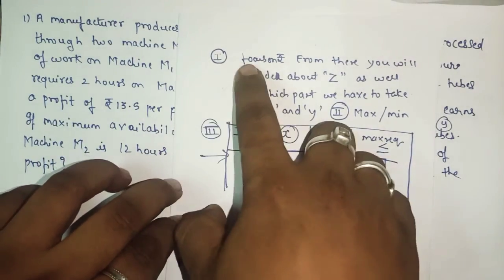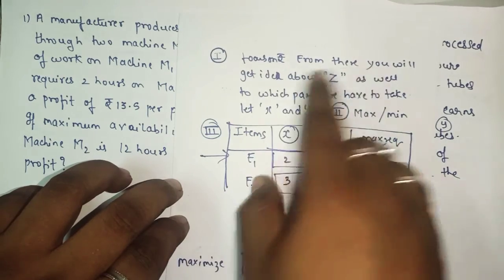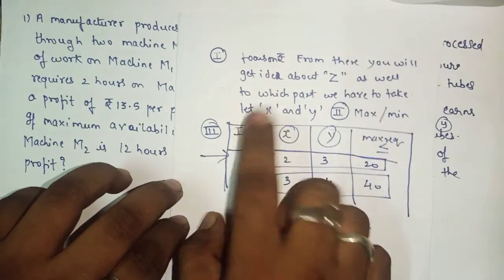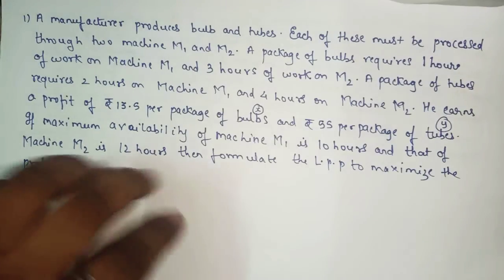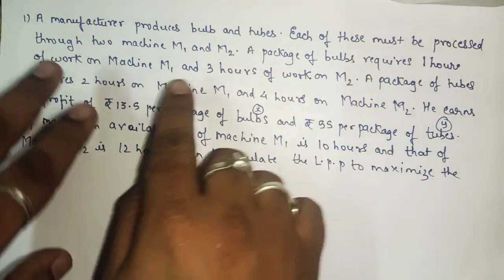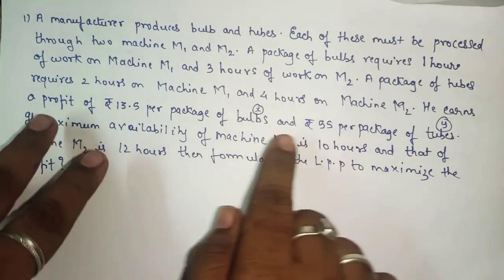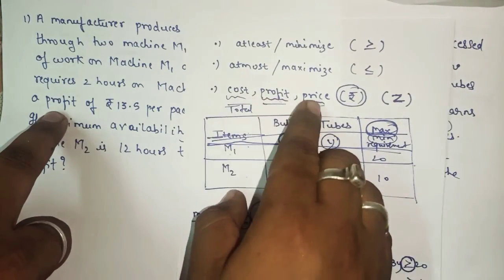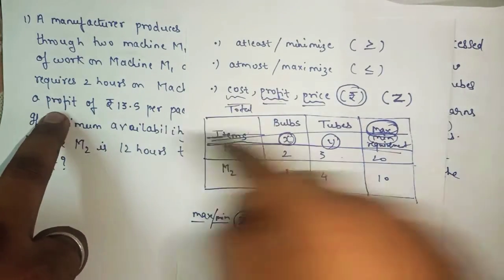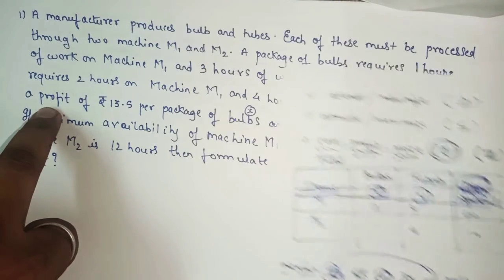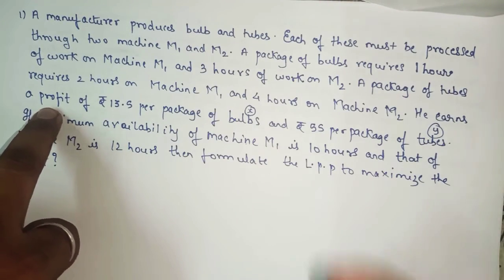Just first focus on rupees. From there you will get the idea about z, as well as to which part we have to take x and y. So in this whole question, clearly we can see that here we have the word profit. As I told, whenever the word cost, profit, or price comes, from that sentence you will get the value of z. So here we have profit.